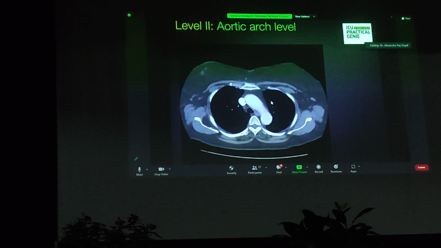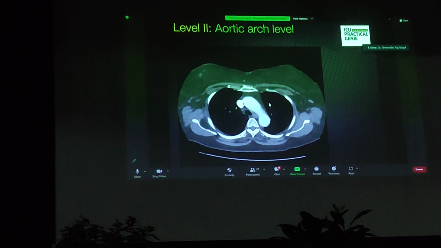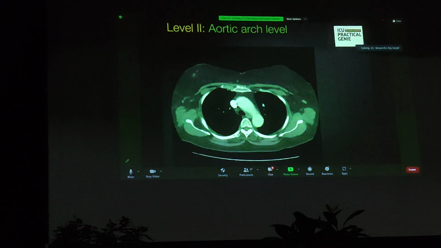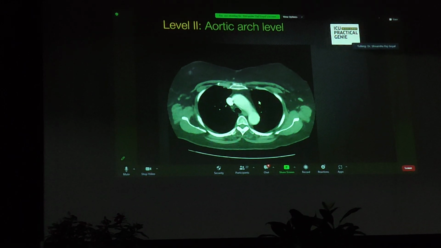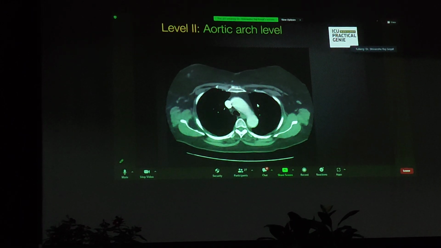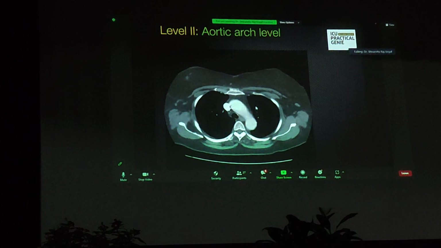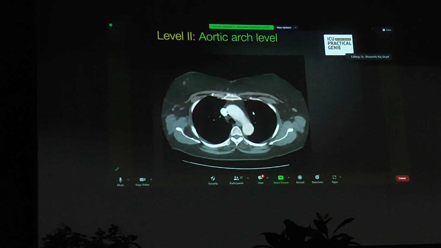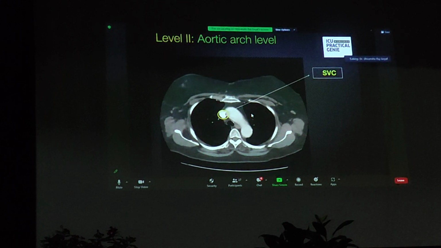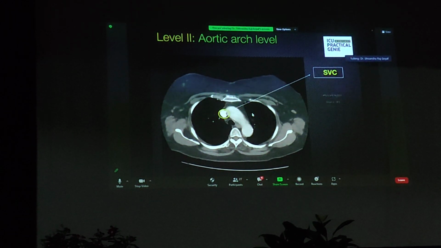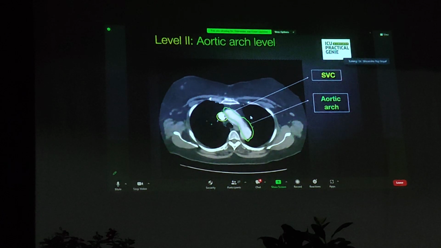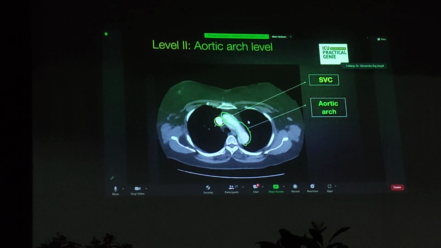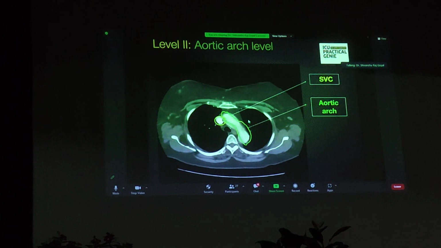Then you come down. Now you are not going to see the branches, you are going to see the aortic arch. The aortic arch is moving from right to left. Why? Because it starts from the left ventricle, takes a turn and goes down. So that is the way it moves. At the aortic arch level, what you see on top is the SVC. Then you see the main aortic arch, and obviously the trachea is visible along with the two lungs. We are not going to comment on the lungs on a mediastinal window.